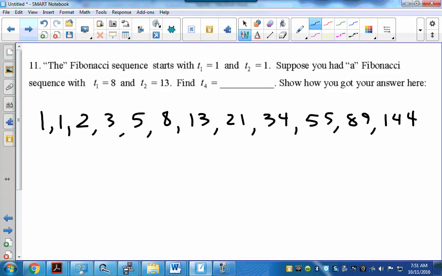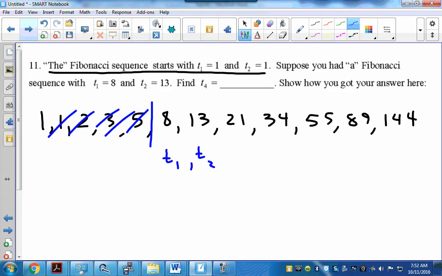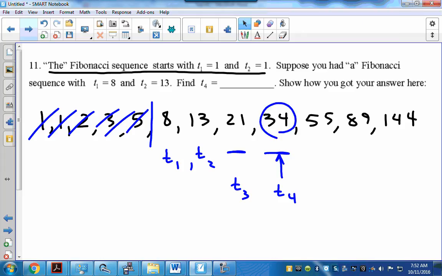So that is the Fibonacci sequence. It starts with 1, 1. Suppose you have a sequence that starts with 8. So this is T sub 1, and T sub 2 is 13. So we were basically chopping these off, looking at T sub 1, T sub 2, here's T sub 3, and that would be T sub 4, the 4th term. This is the 3rd term. Oh, there you are, the answer is 34.